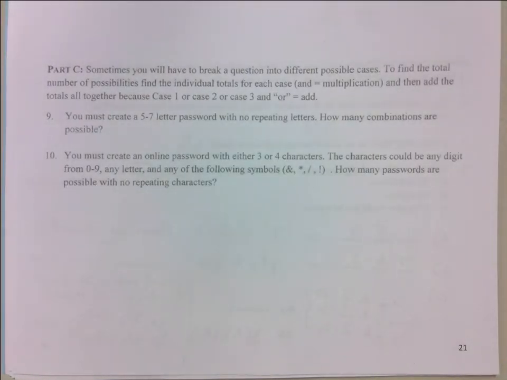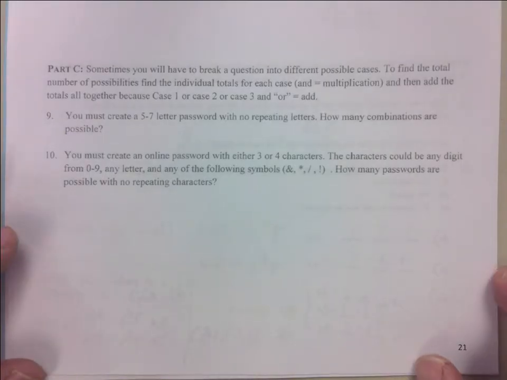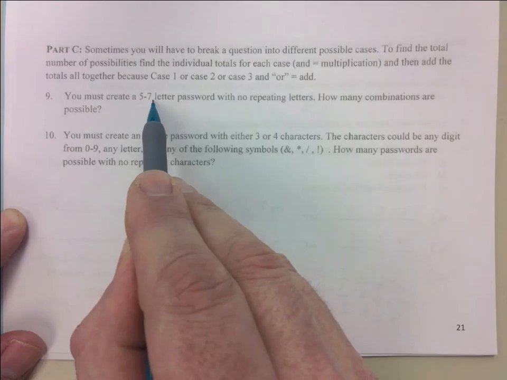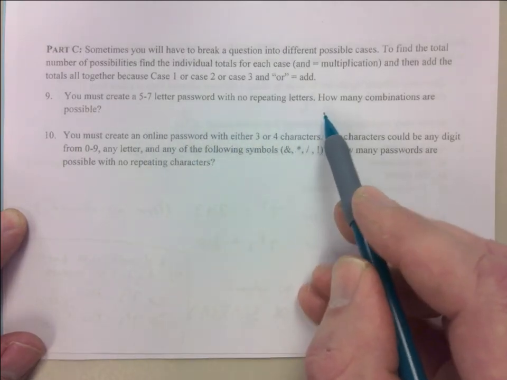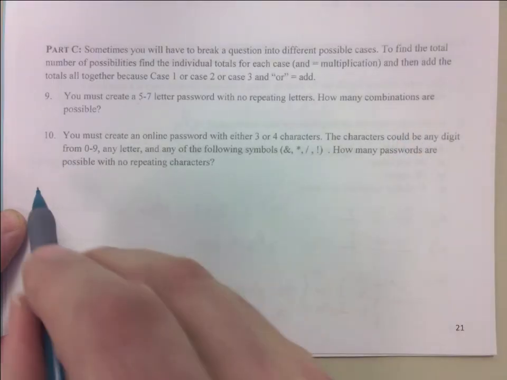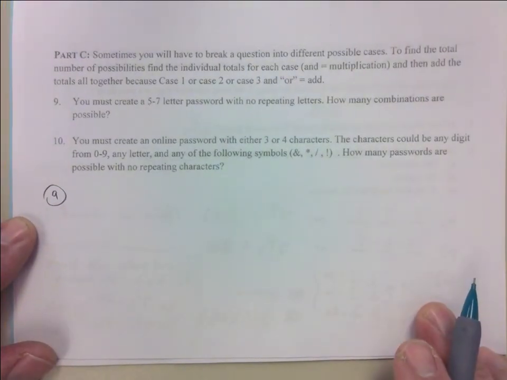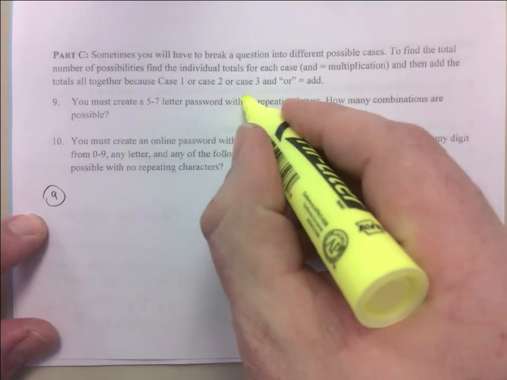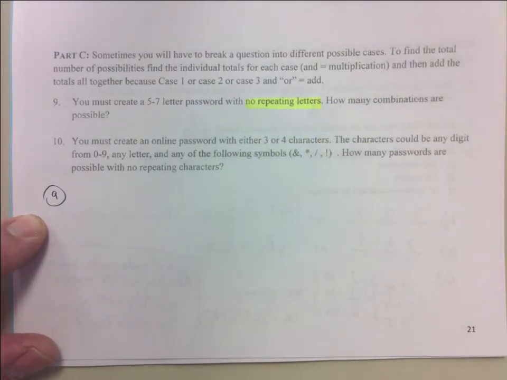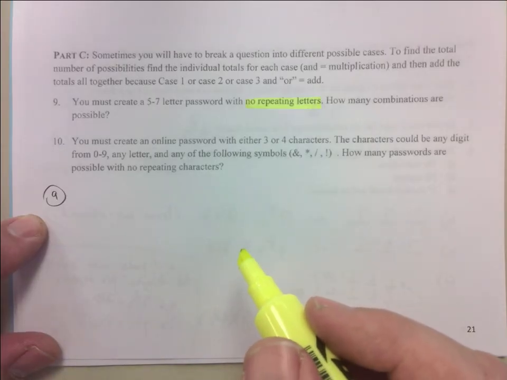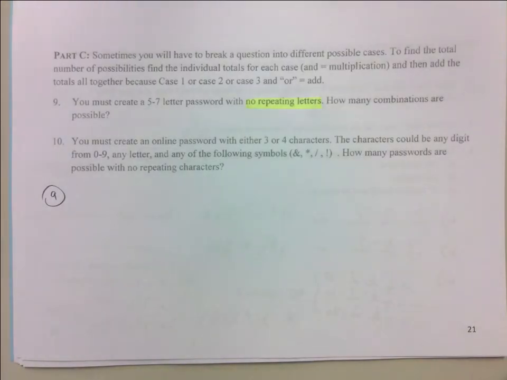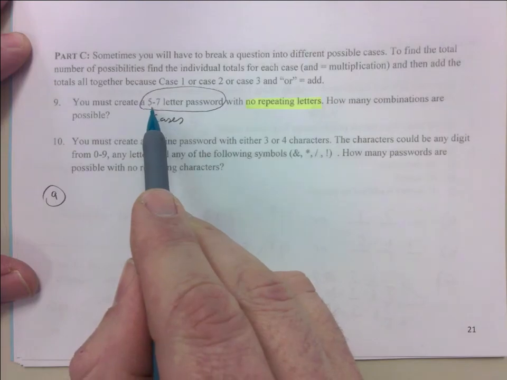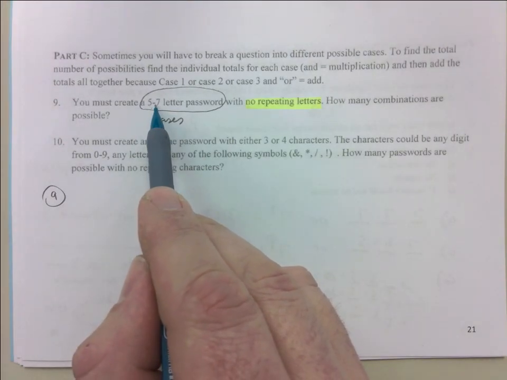Sometimes you will break a question into possible cases. I've talked about cases, so there's nothing new really here. Question 9, you must create 5 to 7 letter passwords with no repeating letters. How many combinations are possible? I will highlight the important terms. You can't have repeats, so this is permutation, right? Perms are good here. And so 5 to 7, this is important. This is cases to me, because it's basically saying 5 letter passwords or 6 or 7.